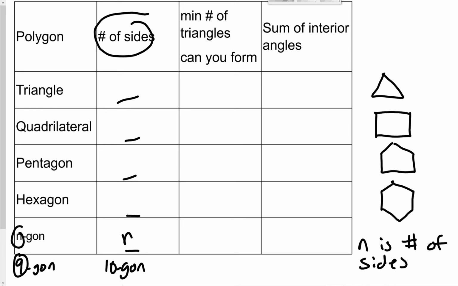So this one would just be n, okay? And then the number of triangles within that, okay? So if I have a triangle, I only have one triangle, okay? And then we know that each triangle, if we add up all the angles, is 180, okay?